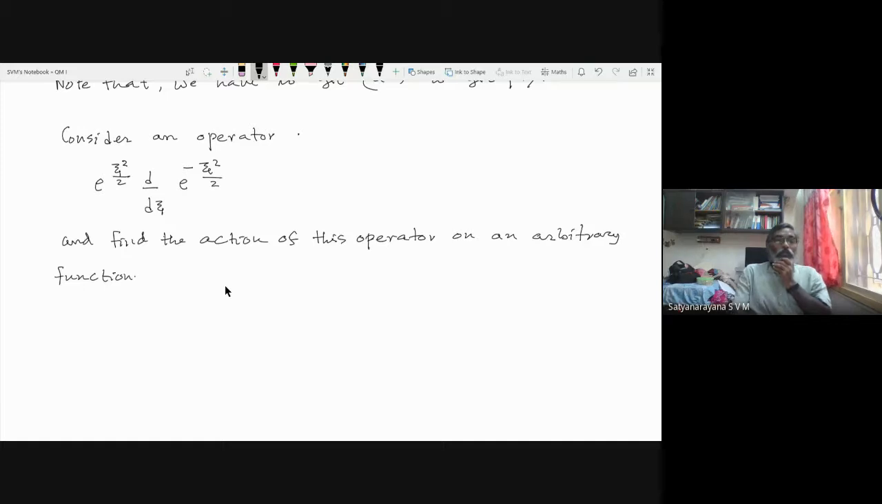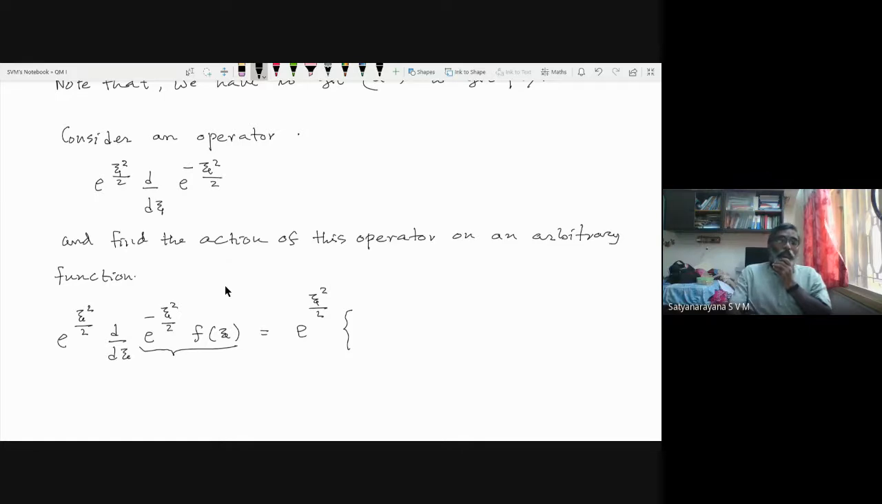So for that, we will say e to the power psi square by 2 and d by d psi e to the power minus psi square by 2 acting on some function of psi. So that is equal to e to the power psi square by 2, which is anyway outside. Now I have to consider these two, since d by dx is acting on these two functions.